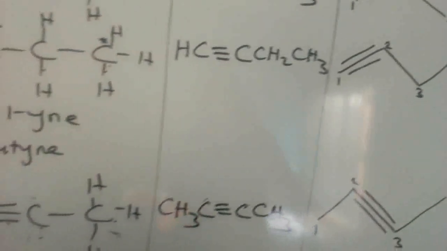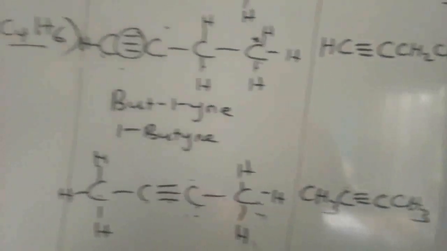So you can look at the two. The two of them look alike, but they are different. Look at the triple bond. They are different from each other. They are isomers of each other. Isomers are compounds that have the same molecular formula but different structural formulas.